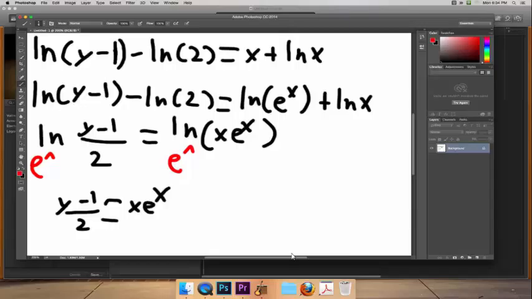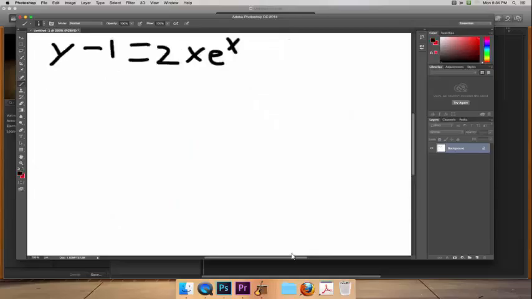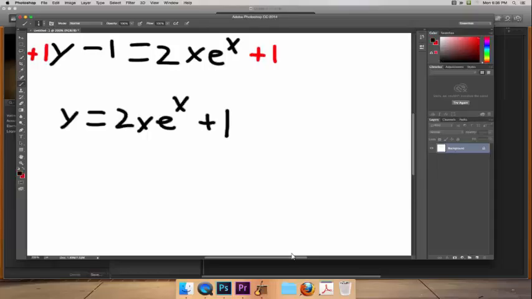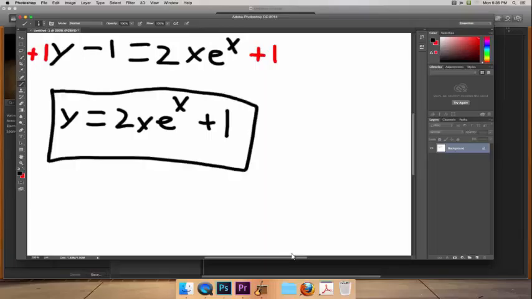Now, since we need to isolate y, what we should do first is multiply by 2, and then we'll get the result of y minus 1 equals 2x times e to the x. Now, since we still have a constant on the y side that is not needed, we should just add it to both sides. And then we eventually get y equals 2x times e to the x power plus 1, the answer.